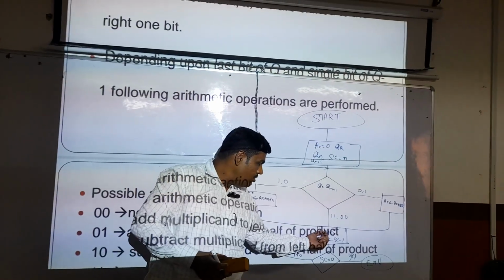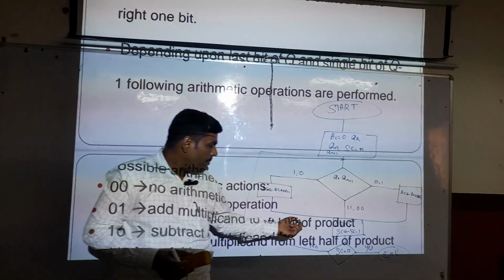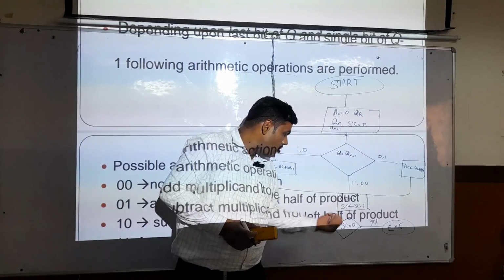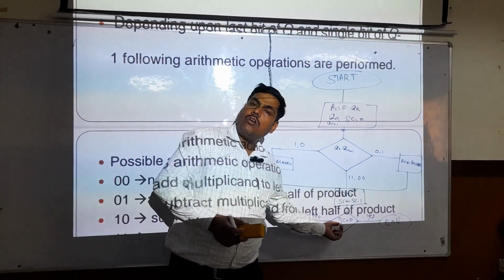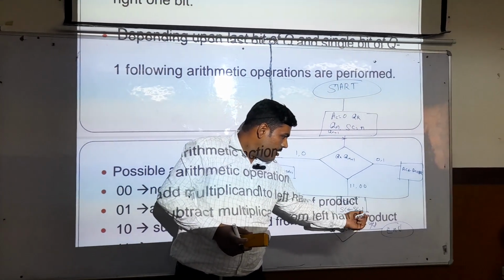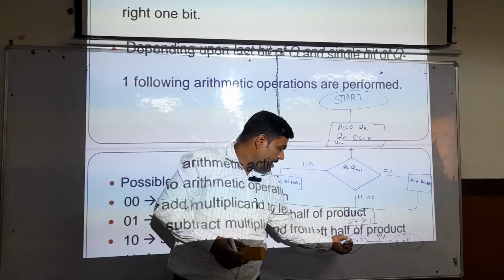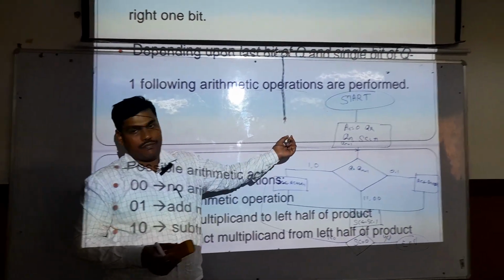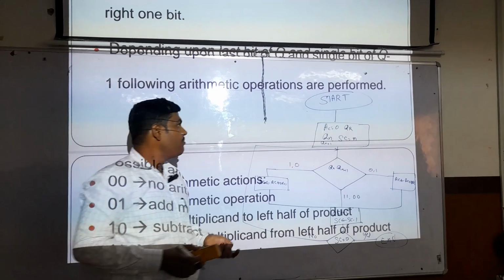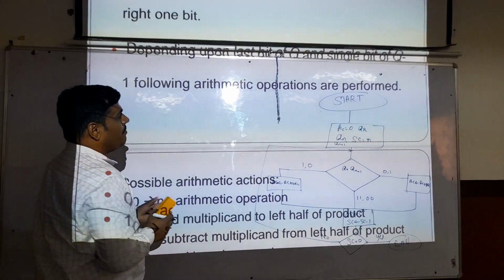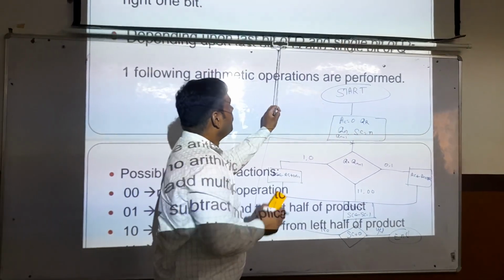Next case, 1 1 or 0 0: then you simply shift and decrement the sequence counter. You check whether the sequence counter is equal to 0, then your process is terminated. Otherwise, it should go further. This process continues. So I am giving you some examples of this.